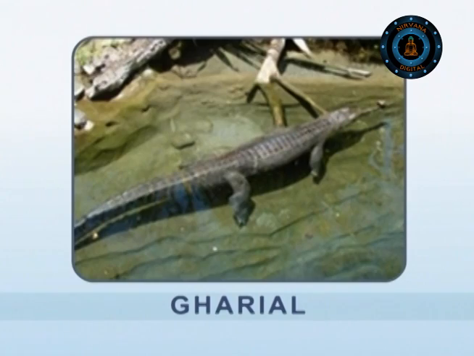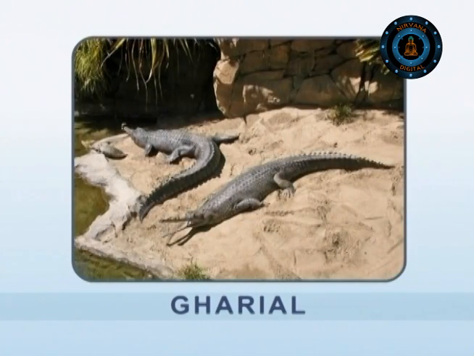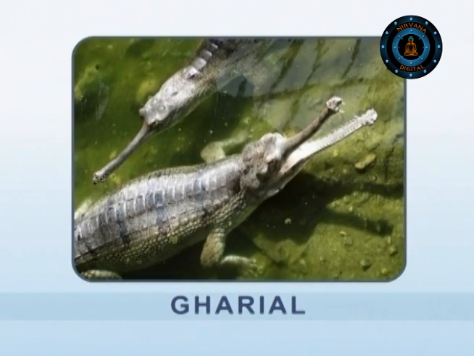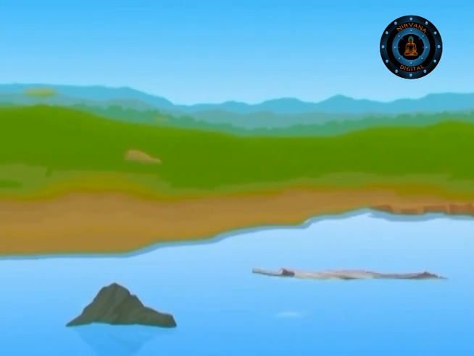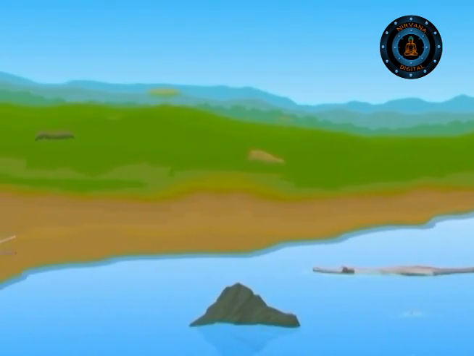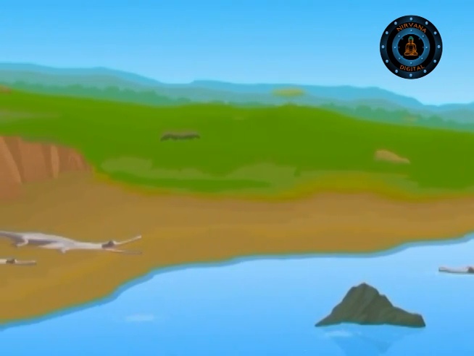The gharial of Indian rivers is one of the unusual and endangered species. Its long, narrow snout is ideal for catching fish. It leaves the water only to bask and nest.